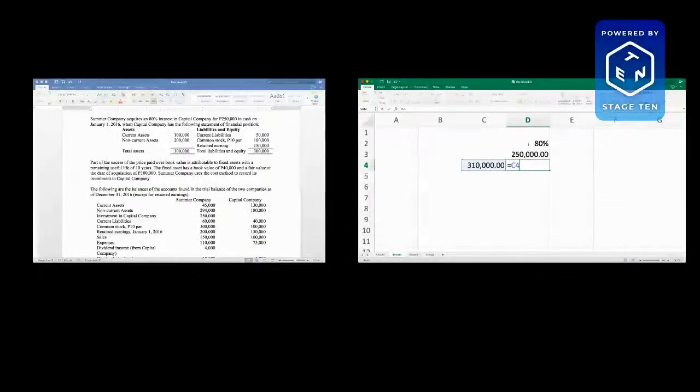The portion attributable to the controlling interest is equal to 248,000. While for the minority interest, for the non-controlling interest, the share in the net assets of the subsidiary would be equal to 62,000.